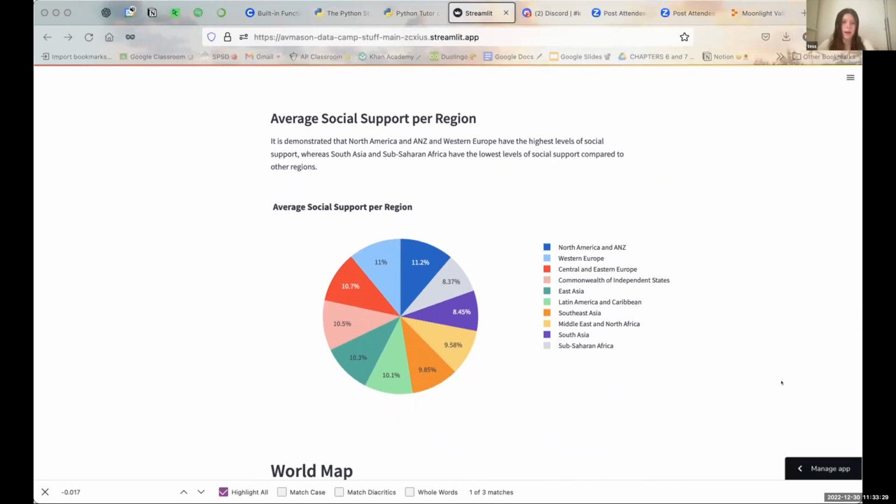From this pie chart on average social support per region, it is demonstrated that North America and ANZ and Western Europe have the highest levels of social support, whereas South Asia and Sub-Saharan Africa have the lowest levels of social support compared to other regions.